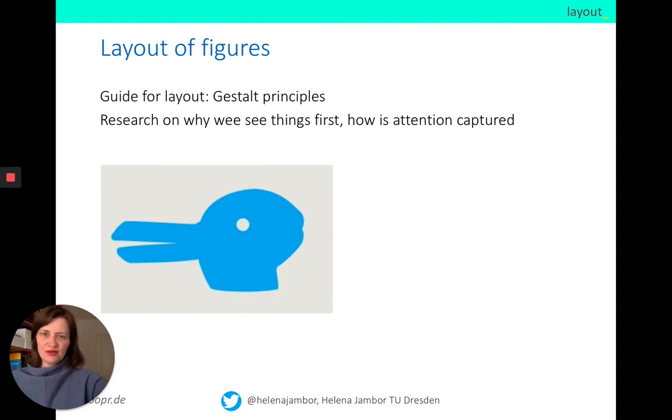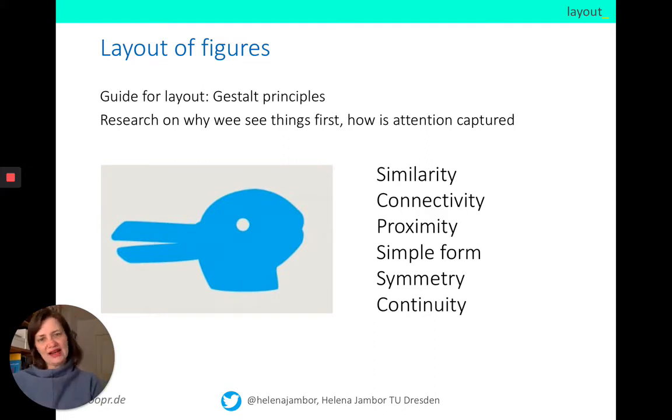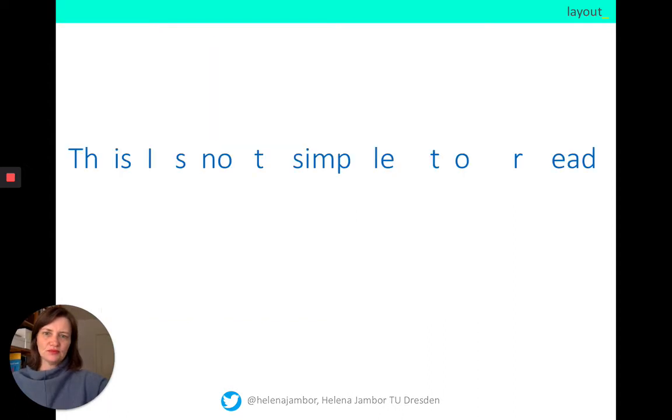So there are a couple of Gestalt principles. So they formulated actually a large number of Gestalt principles, such as similarity, connectivity, proximity, simple form, symmetry, and continuity. There are many more, but these are the ones that are really good for knowing a little bit about when designing visualizations in the scientific context. So let's try them out. These are random letters that are spread across the page. Or do they actually have a meaning? It's a bit hard to tell at first glance.